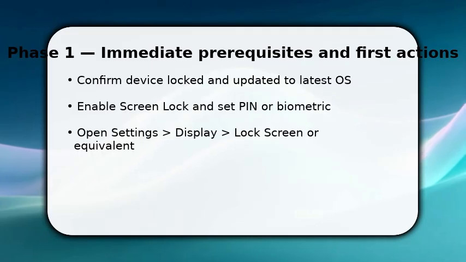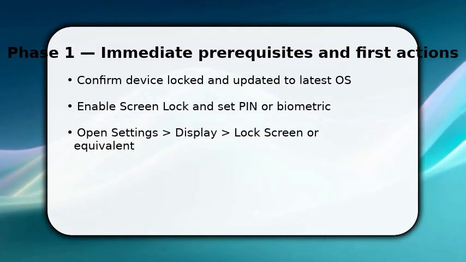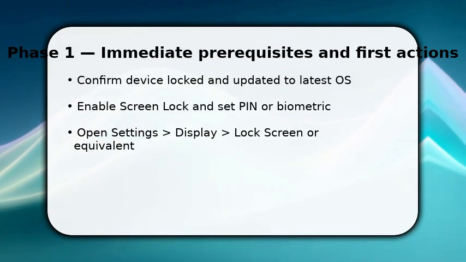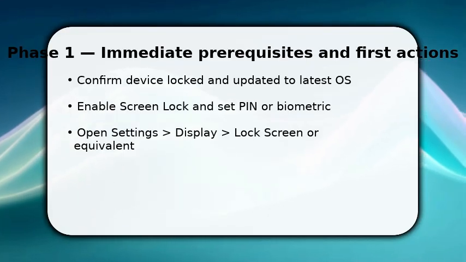You'll start by ensuring the device is secure and ready. Set a PIN or biometrics and update the OS. Once done, open Settings and go straight to Display, then Lock Screen. This is where Lock Screen Time options live.